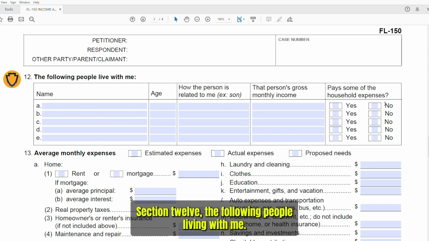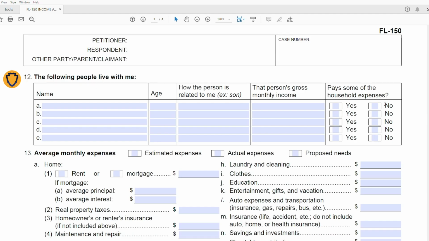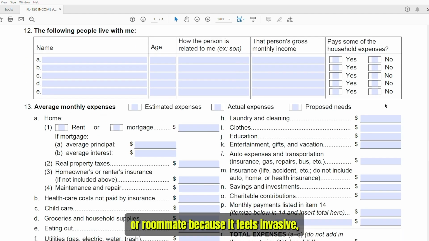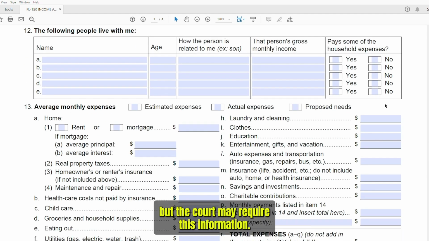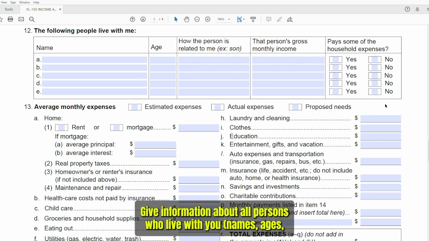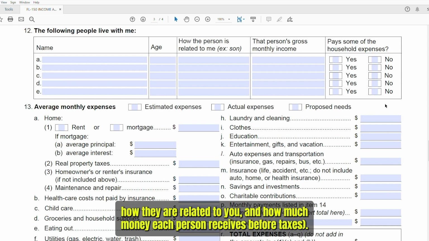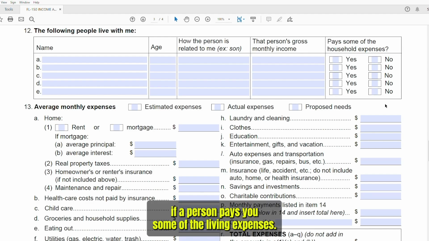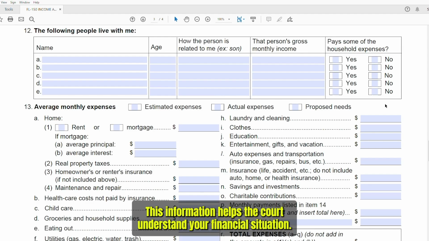Section 12, the following people living with me. You must complete this accurately. Some people hesitate to disclose the income of a new spouse, partner, or roommate because it feels invasive, but the court may require this information. Give information about all persons who live with you: names, ages, how they are related to you, and how much money each person receives before taxes. Also, check yes or no if a person pays you some of the living expenses. This information helps the court understand your financial situation.